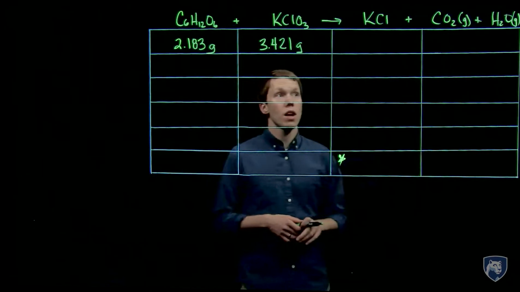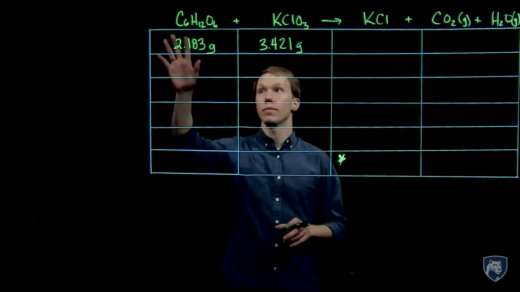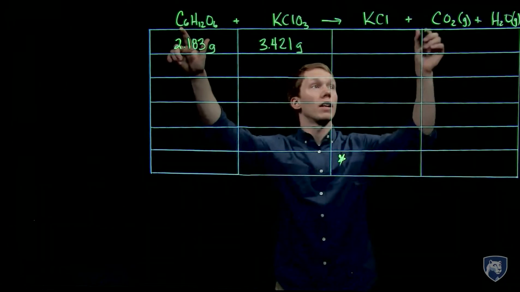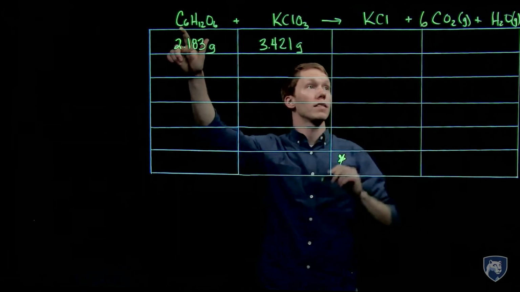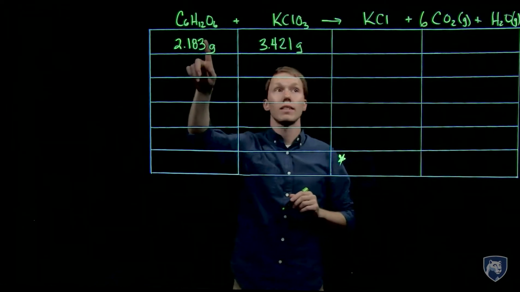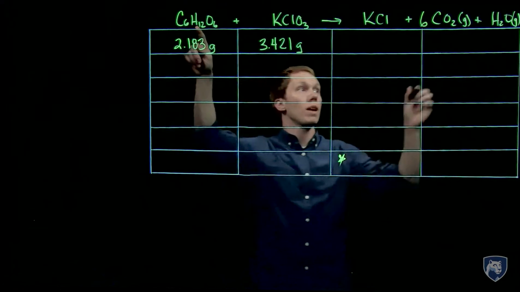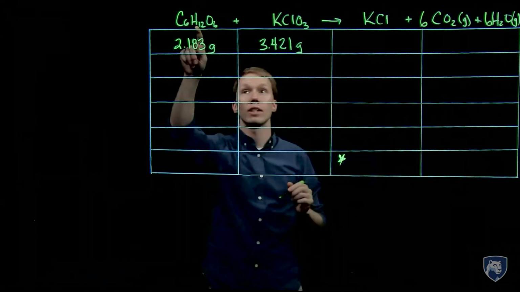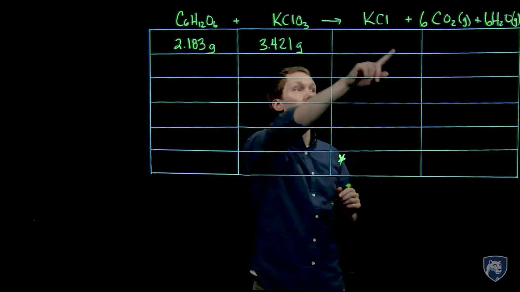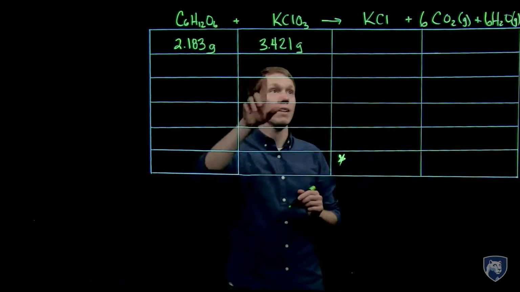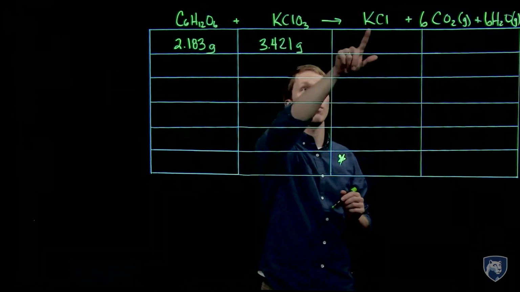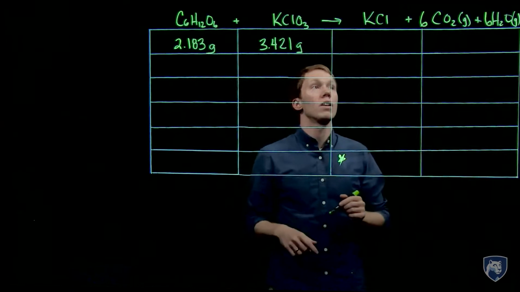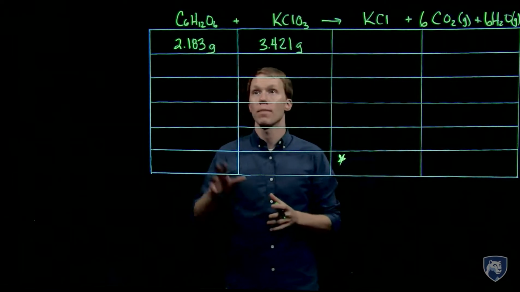Okay? Let's start by balancing carbon. So we've got 6 carbons here and 1 over here, so we'll need 6. Then let's look at hydrogen. I've got 12 and just 2, so I will need 6. Then oxygen appears a number of times, so we're going to come back to that. Potassium appears once, and chlorine once, and once. So let's check my oxygens.